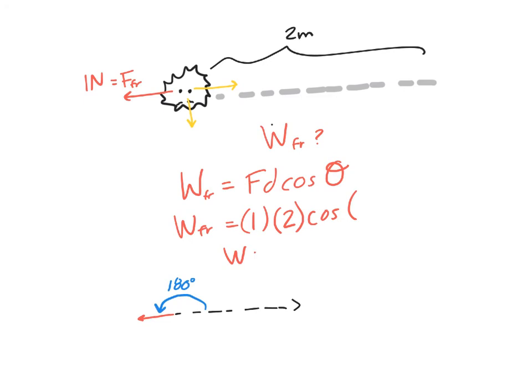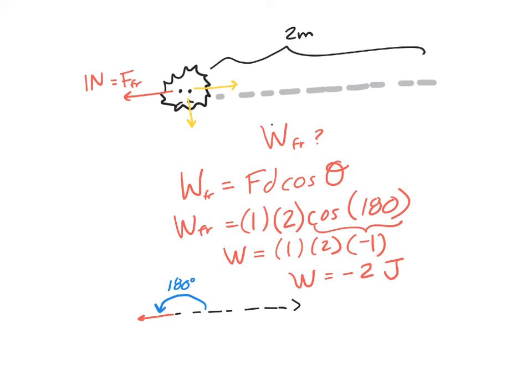So the work is equal to cosine of 180. If you put that in your calculator, you're going to find this is -1. So 1 times 2 times -1. Work is equal to -2 joules. That's from friction. Okay, so far we've done force applied, we've done our force of friction, which was smaller, we did our force of gravity.